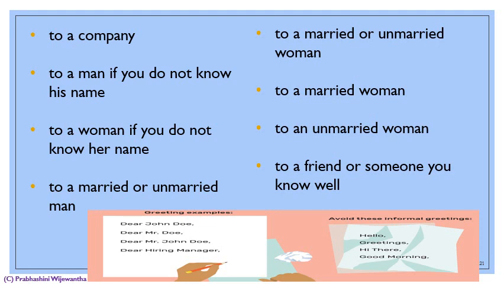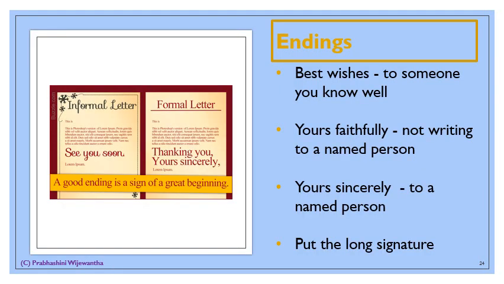To a woman if you do not know her name. To a married or unmarried man. To a married or unmarried woman, to a married woman, to an unmarried woman, to a friend or someone you know well. Let's see how you can greet them, or how to put the salutation. So you may do the exercise and then you will be able to discover the answers.